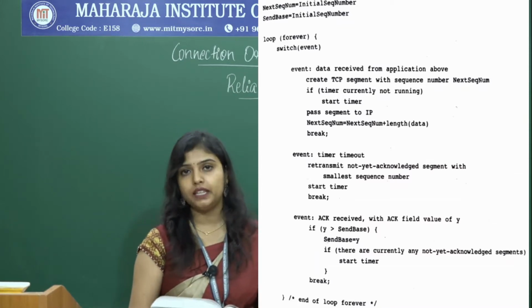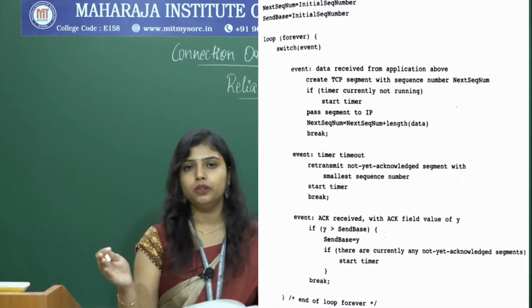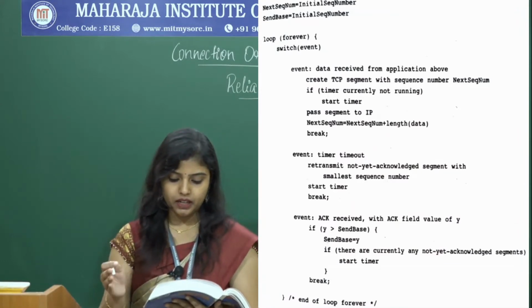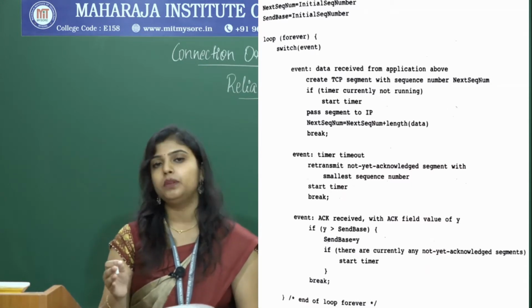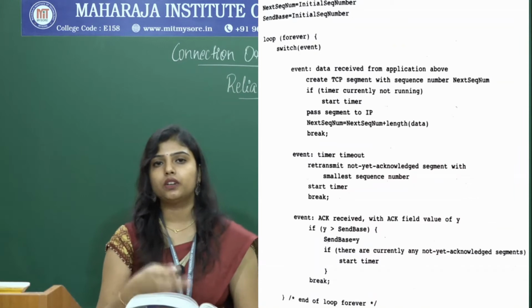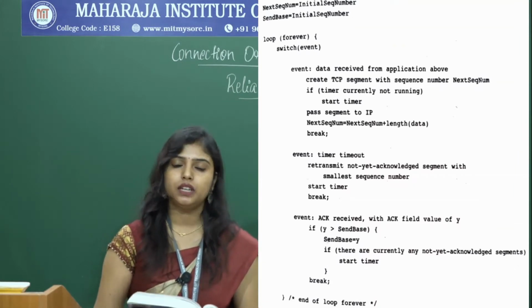When y is greater than that, we are assigning y to send base, and then if there are still any unacknowledged segments, then we have to transmit them and we have to start a timer.